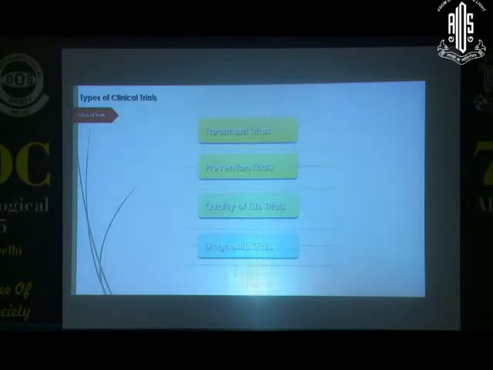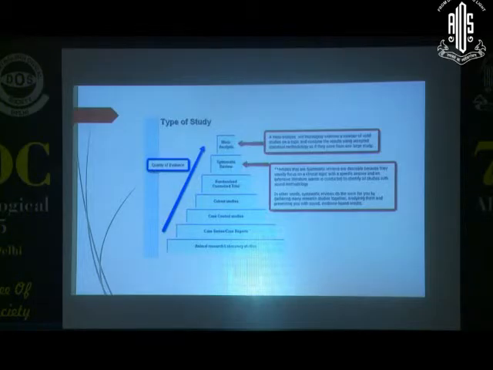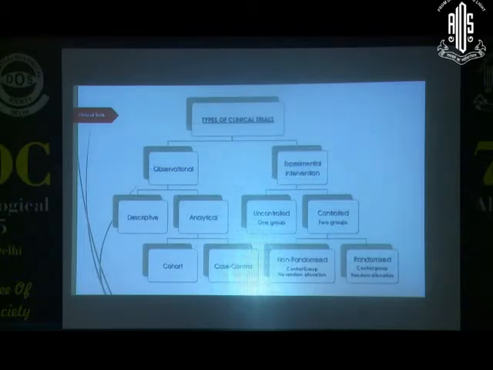So what are the various clinical trials? They could be treatment trials, prevention trials, quality of life trials, or diagnostic trials. It is also imperative to understand the pyramid of importance of clinical studies, and randomized controlled trials, of course, come on top of all the others. Among the types of clinical trials, they could either be observational or experimental.